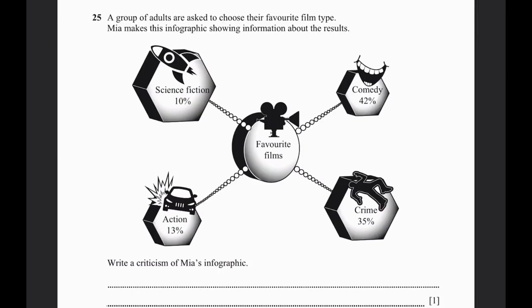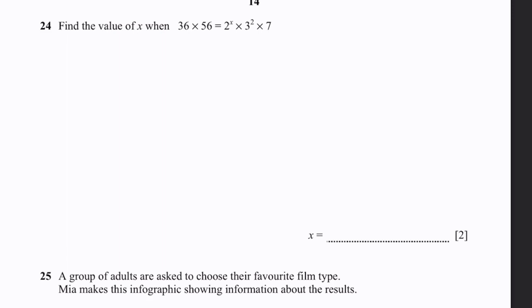Let's go to question 24. Find the value of x when 36 times 56 is 2 to the power x times 3 squared times 7. We can make this into the form of prime factors. 36 is equal to 2 squared times 3 squared, and 56 is equal to 2 cubed times 7.